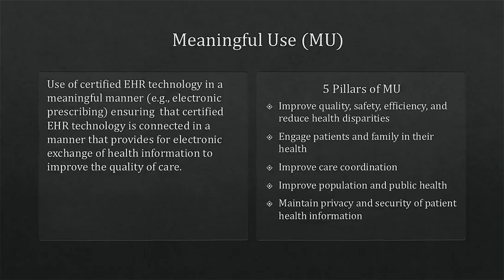Meaningful use utilizes certified electronic health record technology to improve quality, safety, and efficiency while reducing health disparities. It is meant to engage patients and their families regarding their health, improve care coordination, and public health while maintaining privacy and security of patient health information. The goal is to improve clinical and population health outcomes, increase transparency and efficiency, empower individuals regarding their health care, and provide more robust research data on health systems.